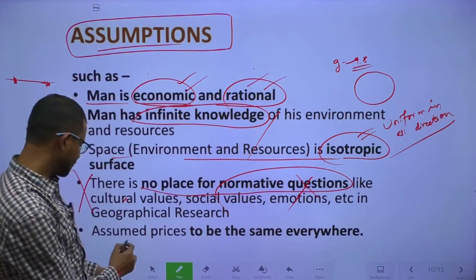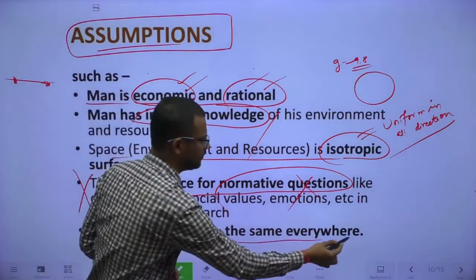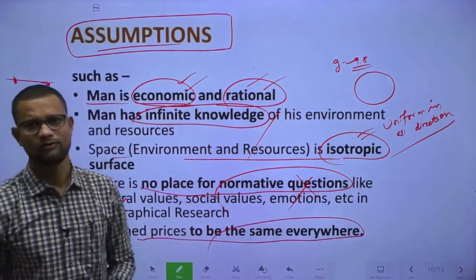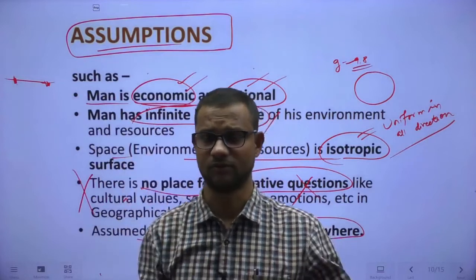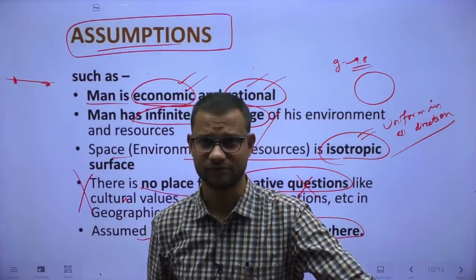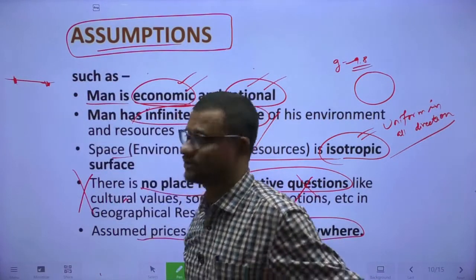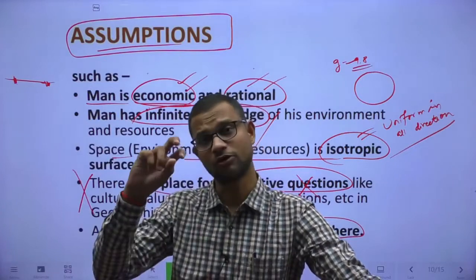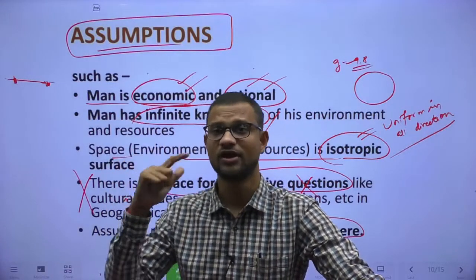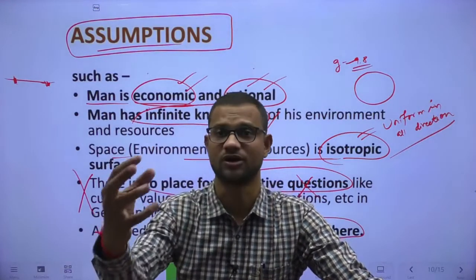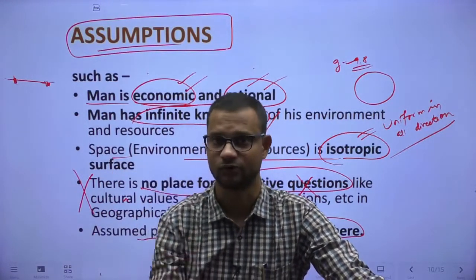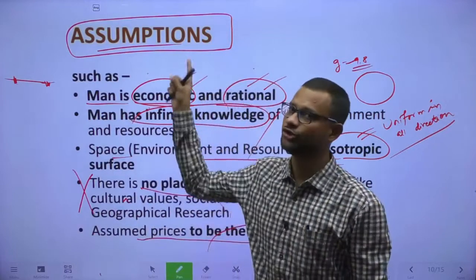Then, assume the prices to be the same everywhere. On whichever part of the surface you are, you will find the same price for those commodities. This is how the quantitative revolution, by assuming this, tries to solve the problems of society and be more generalized and universalized. So these are the assumptions; you need to keep them in mind.